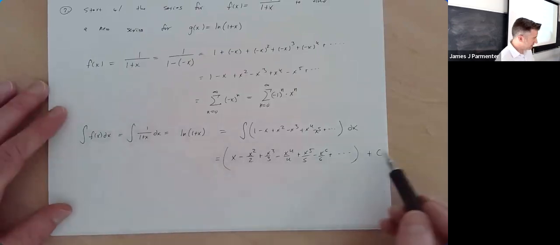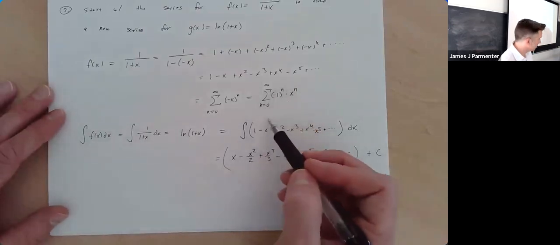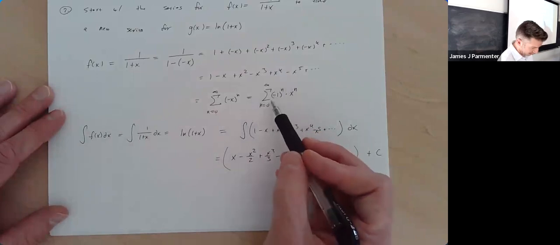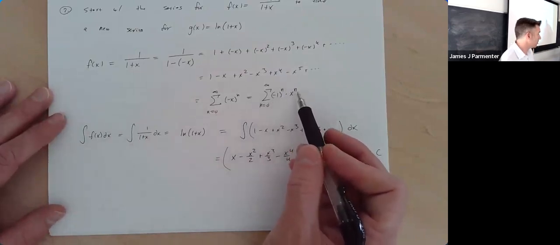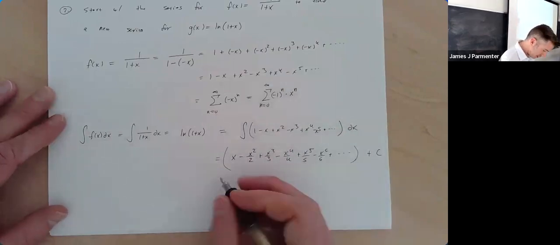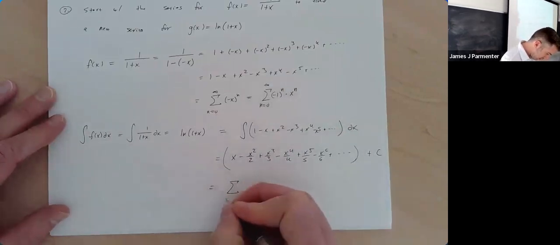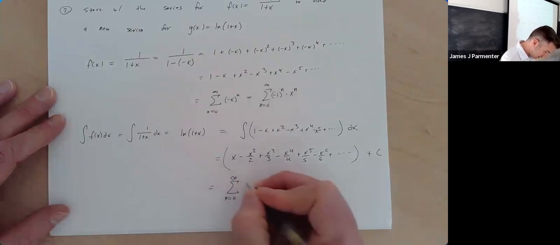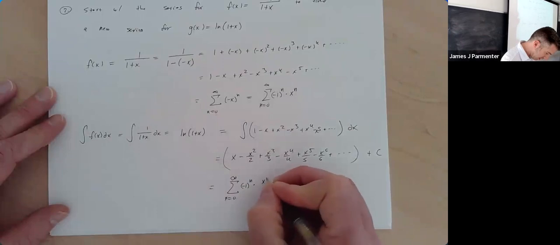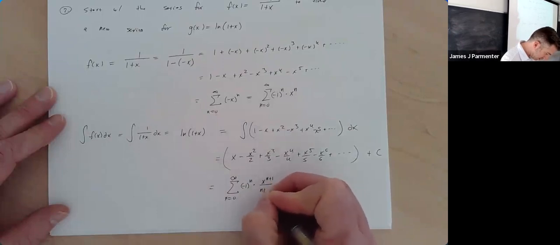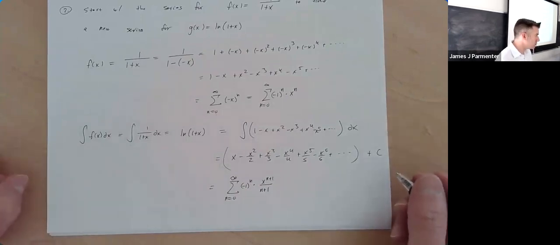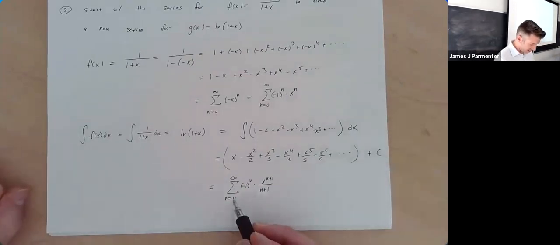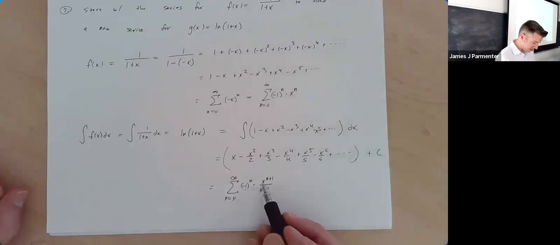Instead of doing all this, I can just look at my summation for this series and say, well, if I anti-differentiate x to the n, I get x to the n plus 1 over n plus 1. And that is the formula. This is equal to the sum from n equals 0 to infinity of negative 1 to the n times x to the n plus 1 over n plus 1. Does that check out? Yeah, that checks out. If I plug in n equals 0, I get 1 times x to the 1 over 1.